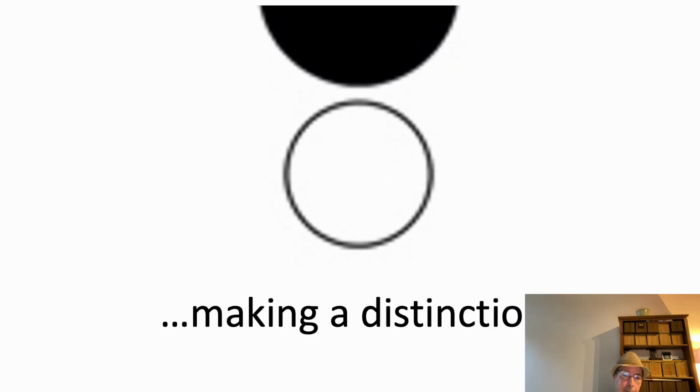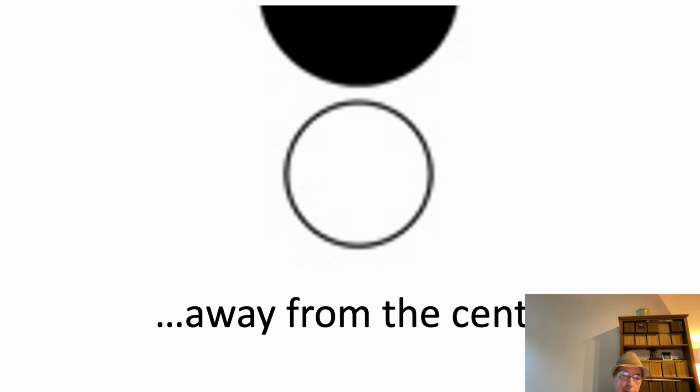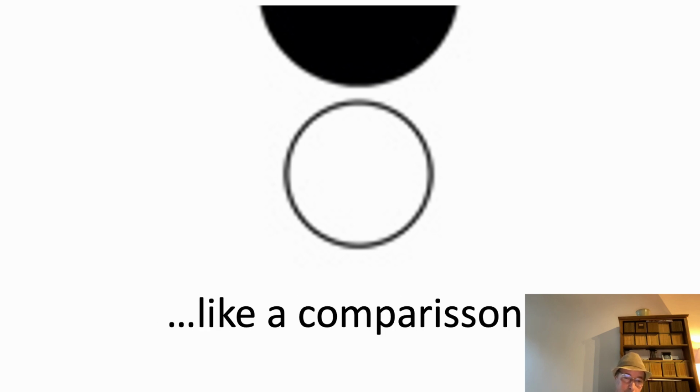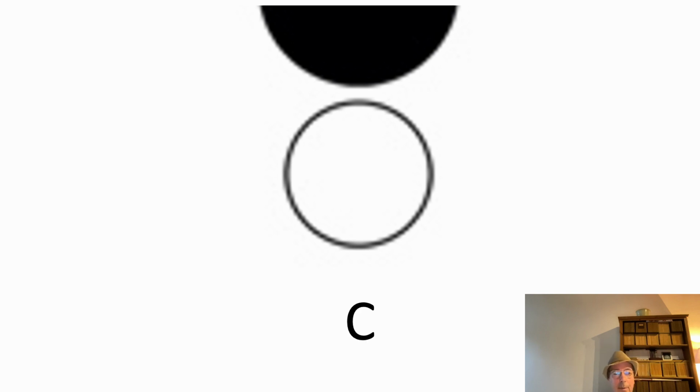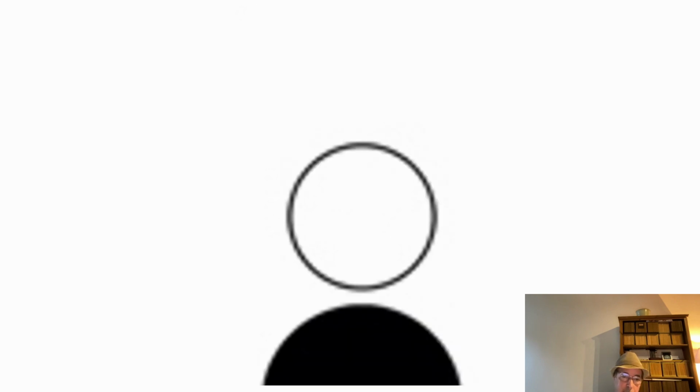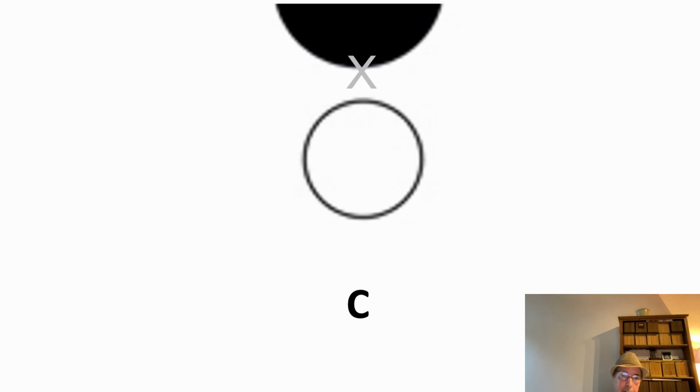It's the B. Once the object split itself, you will make a true distinction. It will go away from the center. You will make comparisons. It will be the C. That's the content of the C. There will always be 3 parts in it.